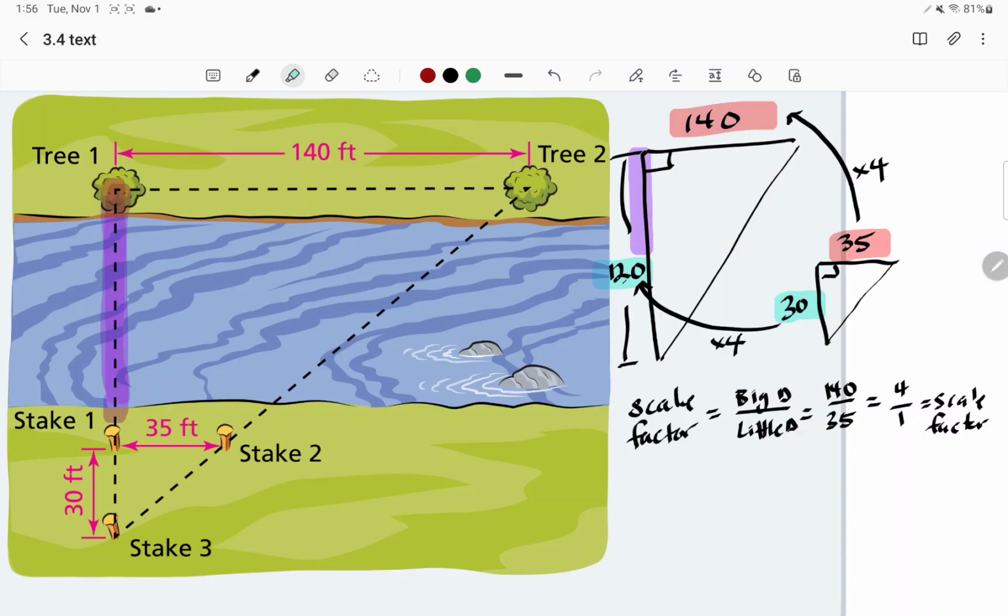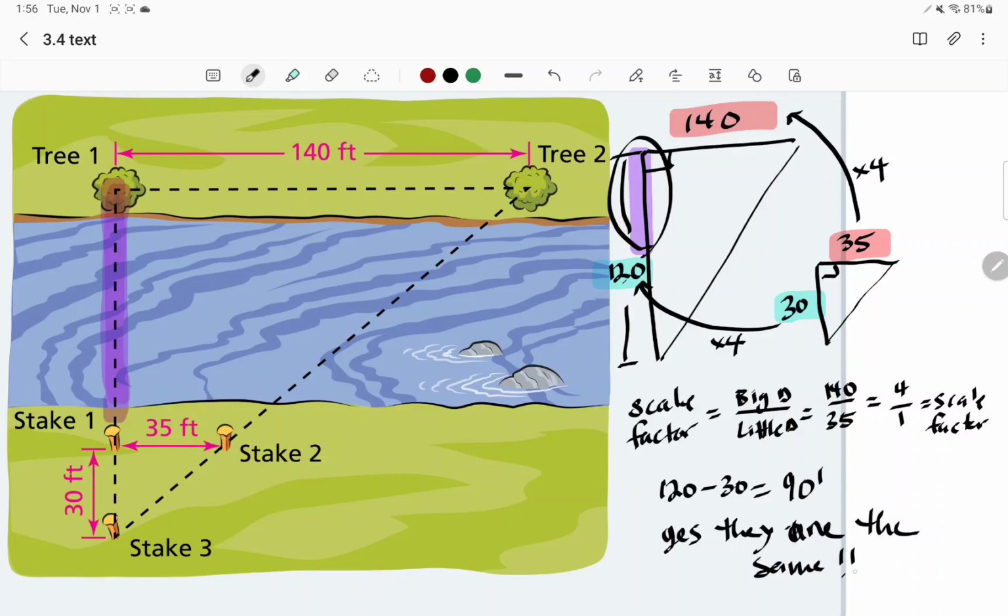Okay, now we have enough to answer the question. We have all the pieces. We just need to put them together, right? So we know if we take 120 minus 30, that will give us this purple section right there. And what do you know? 90 feet. Okay, so yes, they are the same. They are in fact the same. You get the same answer regardless.